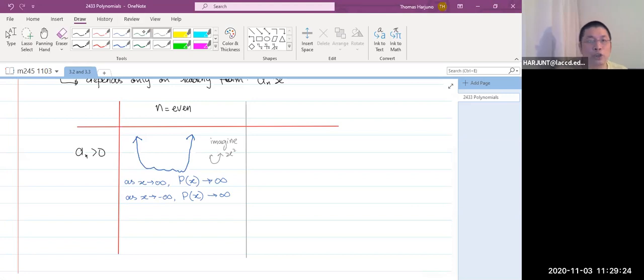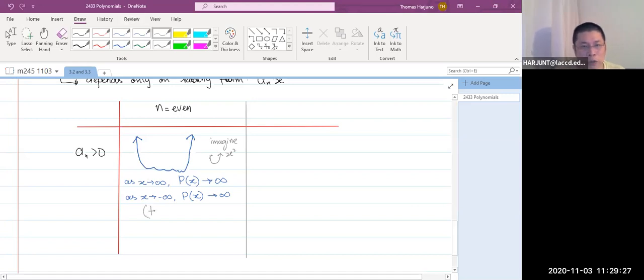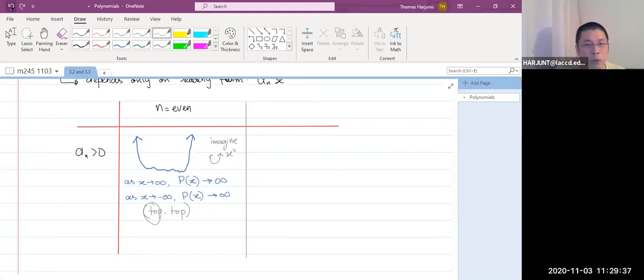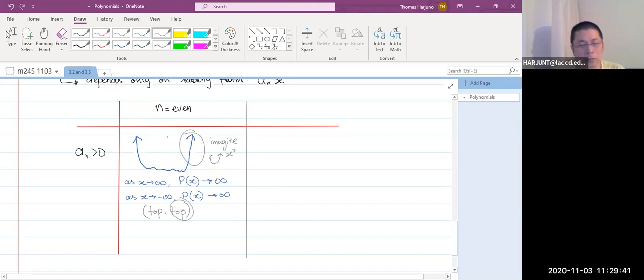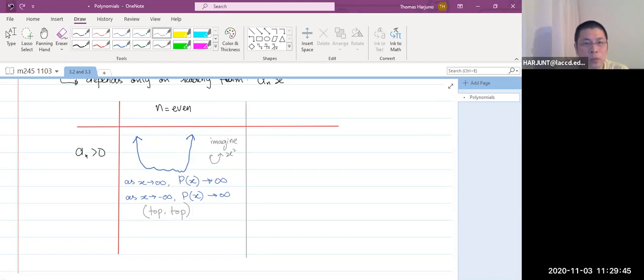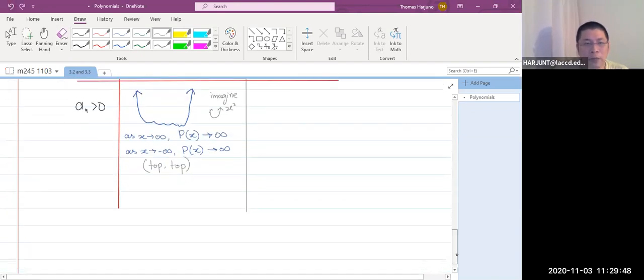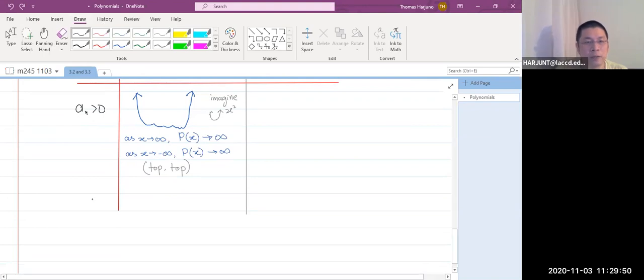Now, in short, I usually call this top. This is my own terminology. Basically, when you go very far to the left, you go to positive infinity on the top. When you go very far to the right, you go to infinity. Now, what happens if the leading coefficient is negative instead?